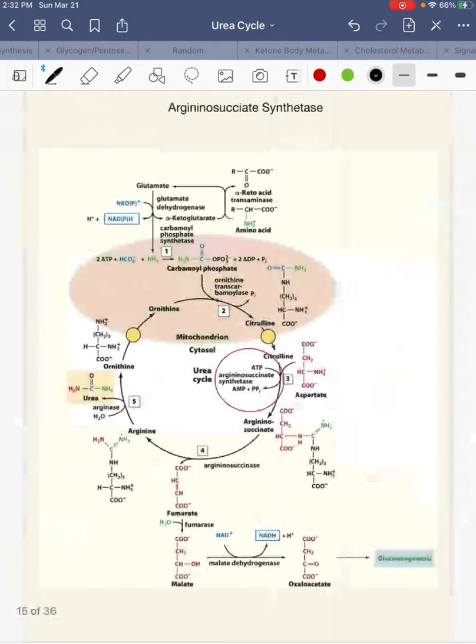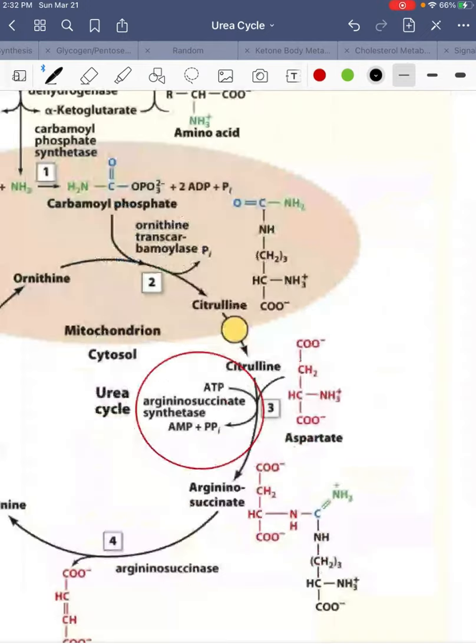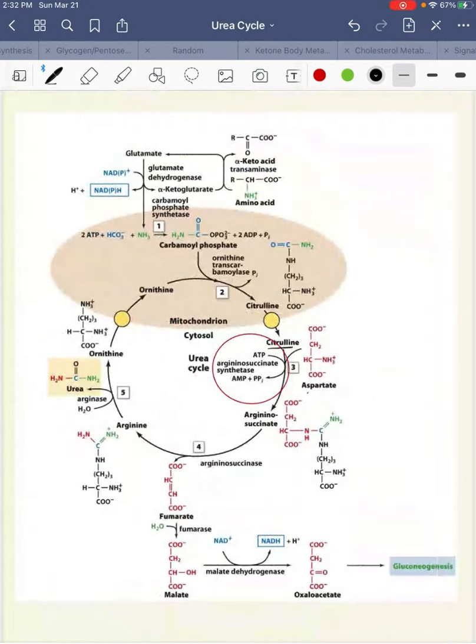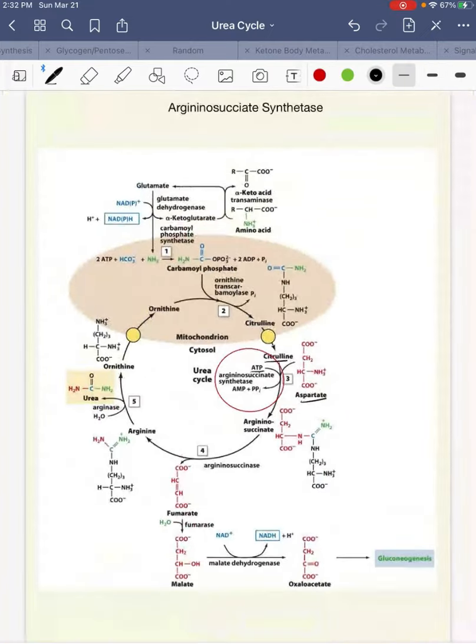in a later slide. So after we make citrulline, we get citrulline and aspartate. We use ATP, so this is the 3rd ATP that we used. So you'll see why a lot of ATP will favor this direction. If there's a lot of ATP, it will favor the opposite direction. So this reaction is done by argininosuccinate synthetase. It takes citrulline, aspartate, and we make argininosuccinate.